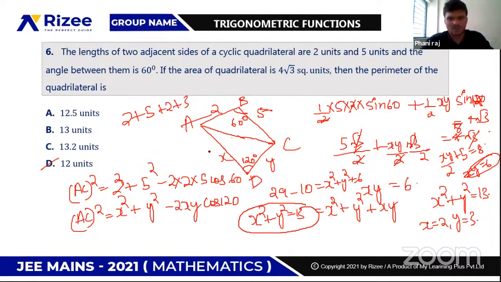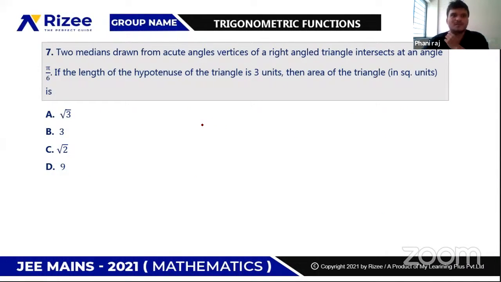Any doubts? You are just using the cosine formula. This is a standard technique. Whenever you have a side common to both a known triangle and an unknown triangle, you try to use the cosine formula. You'll be there. Next, yes.